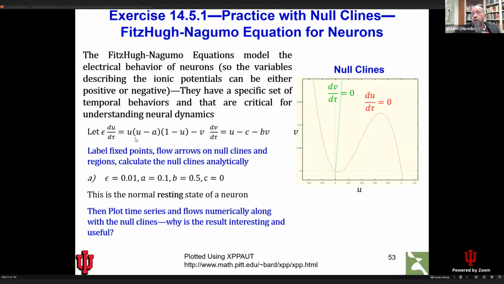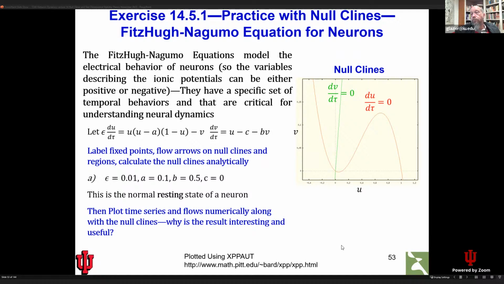In particular, you'll notice this is cubic. The u equation looks like u times u times u. So it's a cubic equation. And that means the u nullcline goes down and comes up and goes down again. It's a cubic. The v equation, u minus c minus b times v, is linear in u and v. So it's very simple. It's a straight line.